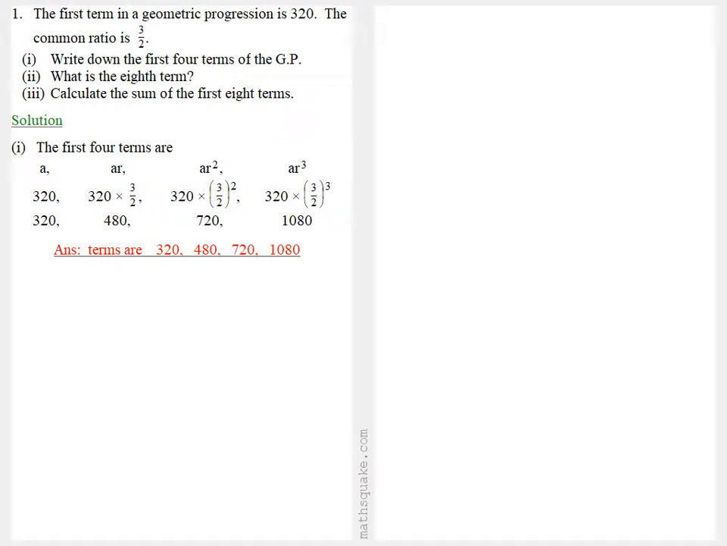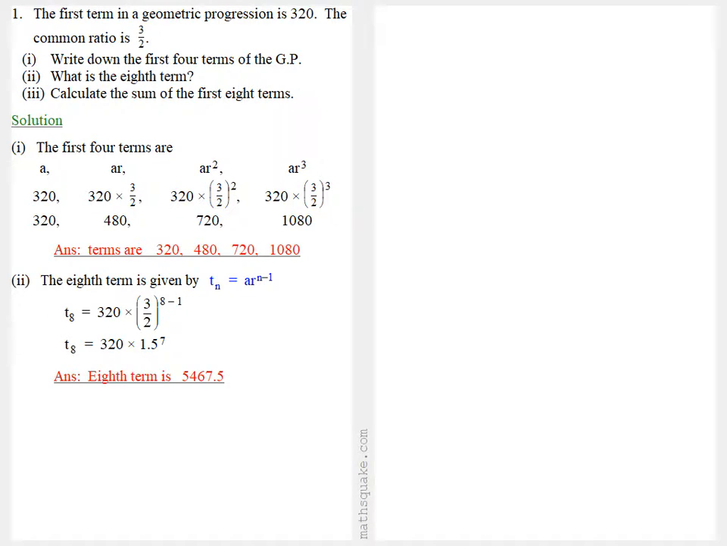In part 2, we're asked what is the 8th term. Well, to get the 8th term, we can use the formula Tn is equal to AR to the power n minus 1. So T8, the 8th term, is equal to 320 times 3/2 to the power 8 minus 1. That is, T8 is equal to 320 times 1.5 to the power 7. Now we can do that on a calculator, and it turns out that the answer is 5,467.5.